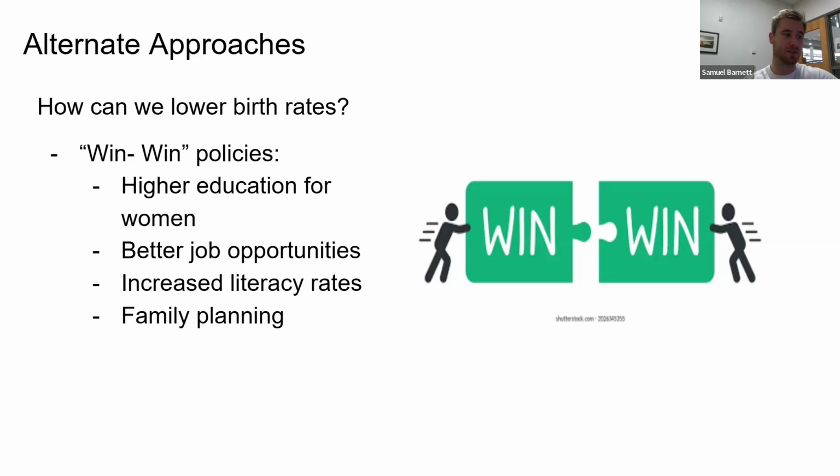So how can we lower birth rates effectively? With win-win policies, which are policies that benefit both the economy and the environment through voluntary moderation of population growth, such as family planning, access to reproductive health, and education of women.